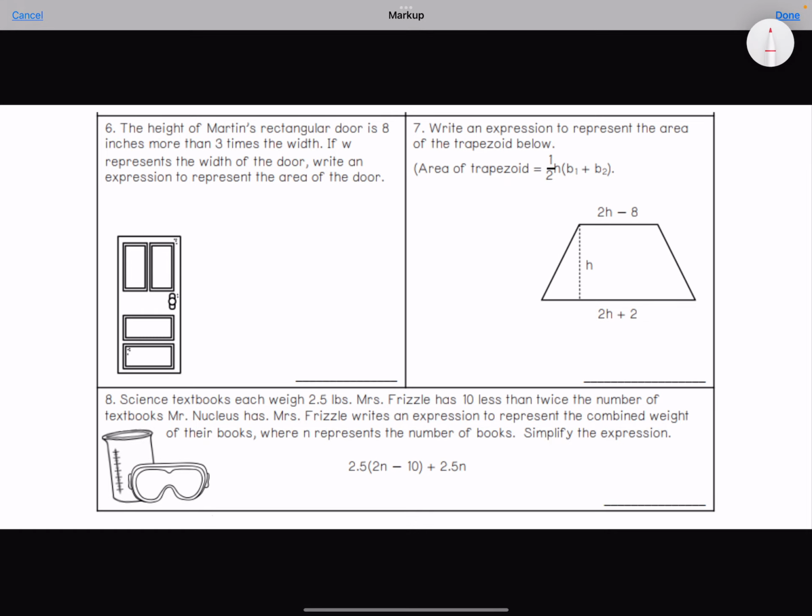Okay. You know as well as I do that the STAR test is not going to give you just bare naked problems. It's going to give you word problems, just like you see here. It says the height of Martin's rectangular door is 8 more than 3 times the width. So this is the height, and this is the width. Area is length times width, so it is 8 plus 3W times W, and you distribute, just like we've done.